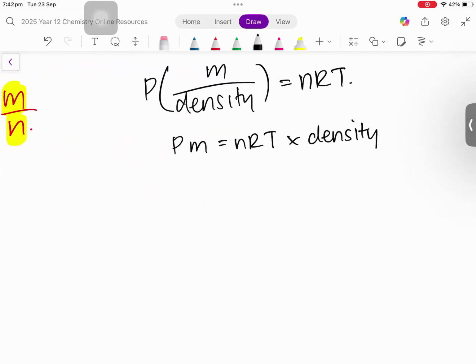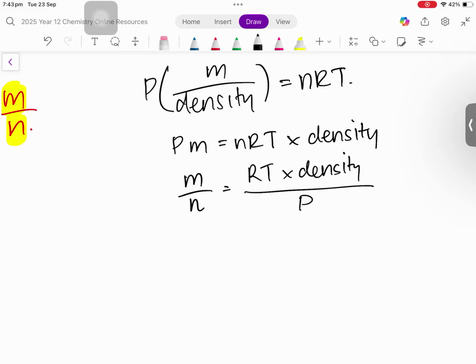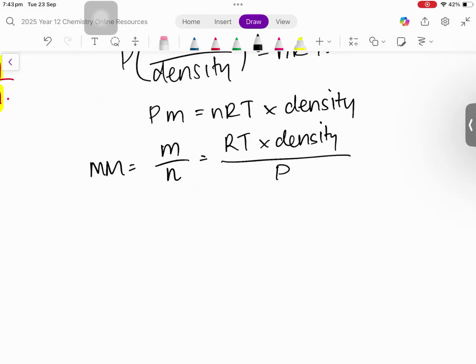So guys, currently mass is on the left-hand side of my equation, moles is on the right. I'm going to divide my moles over to the left so I can get mass on moles. And then I'm going to divide my pressure over to the right. So then I can leave mass on moles alone. So then on the right-hand side, I'll get RT times density divided by P. Now I've got molar mass, because molar mass is mass on moles. I'm going to sub in RT, density, and P. And notice that RT, density, and P are all variables that I have numbers for.